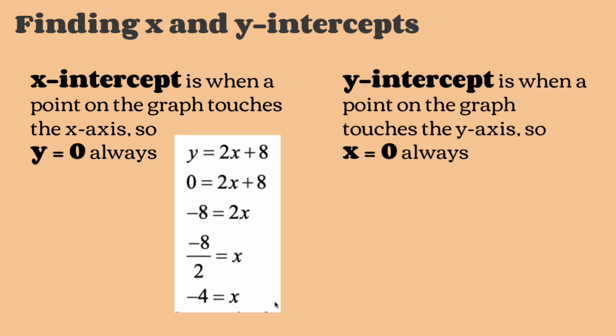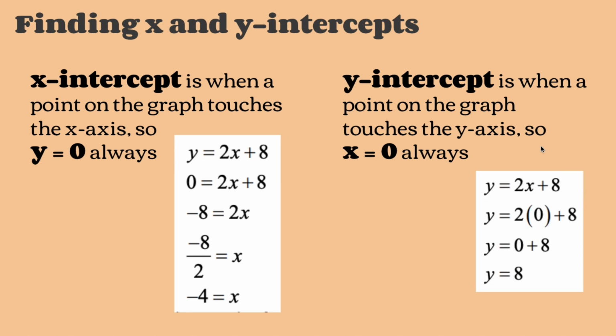Now for the y-intercept, we have basically the same thing, but it's when the point on the graph touches the y-axis, so then x is equal to 0. Here's an example. We have the same equation, but now that we're looking for the y-intercept, we're going to substitute x for 0, and solve it as usual. Our y-intercept is 8, and our x-intercept was -4.